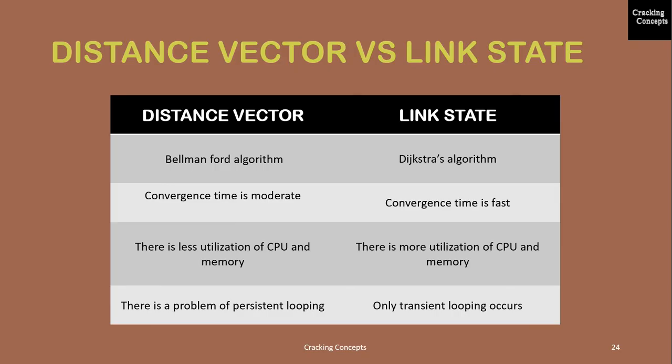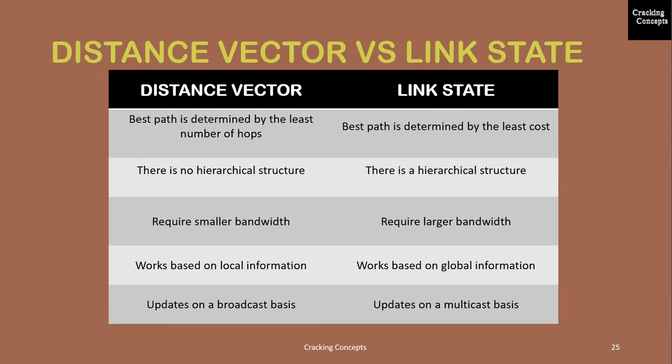In distance vector, there is a problem of persistent looping, whereas in link state, only transient looping occurs. In distance vector, the best path is determined by the least number of hops, whereas in link state, it is determined by the least cost. Distance vector doesn't have a hierarchical structure, whereas link state has one.